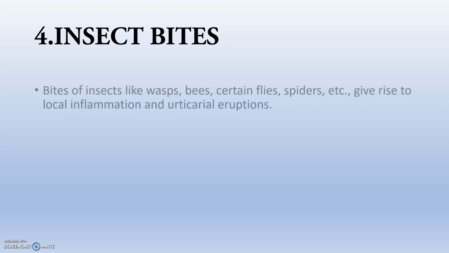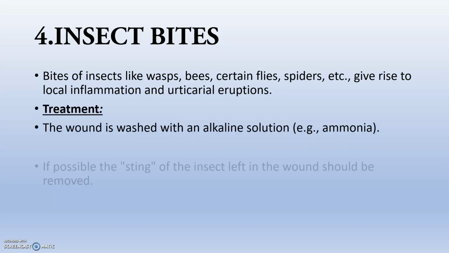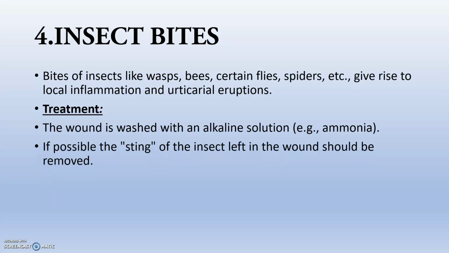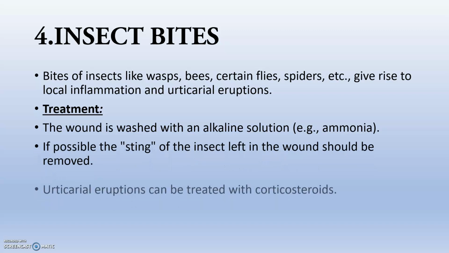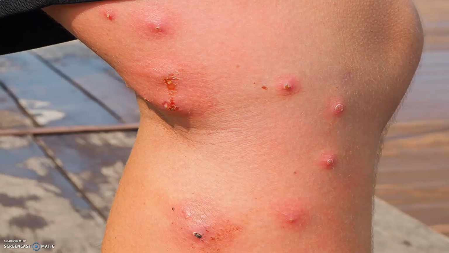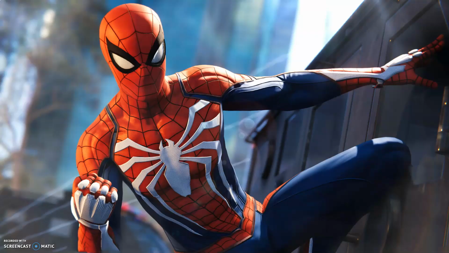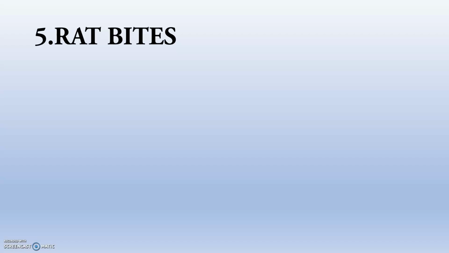Moving to insect bites: biting of insects like wasps, bees, certain flies, spiders, etc. gives rise to local inflammation and urticarial eruptions. Mainly the treatment is washing with alkaline solution. If possible, the sting of the insect left in the wound should be removed. Urticarial eruptions can be treated with corticosteroids and antihistaminics. So these are insect bites. You can see those spider bites. Not every spider bite will create a Spider-Man.